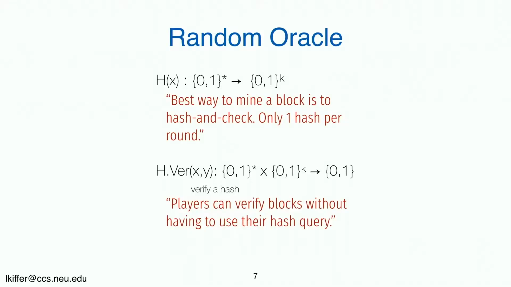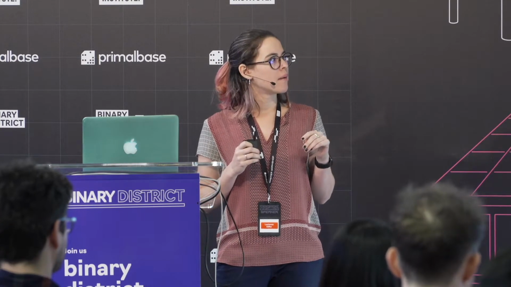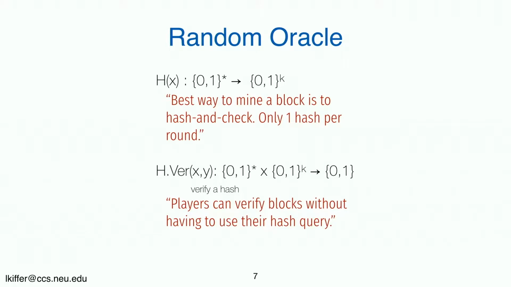So the whole point of using a random oracle to model mining is so that basically mining is like flipping a coin. The best strategy you have for mining is just to try every round. If you fail, try again. There is no ASIC in this model. And again, you can always verify blocks you've heard of without having to infringe upon your ability to mine.